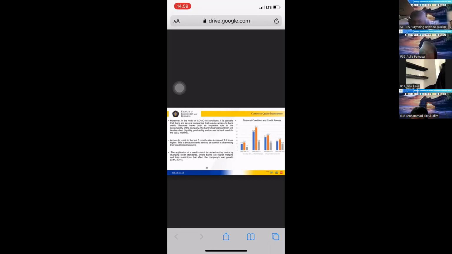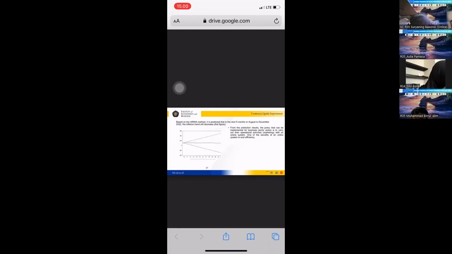This is because banks tend to be careful in channeling their credit. The application of credit crunch is carried out by banks by changing credit standards, where banks set higher margins and loan restrictions that affect the company's loan growth.